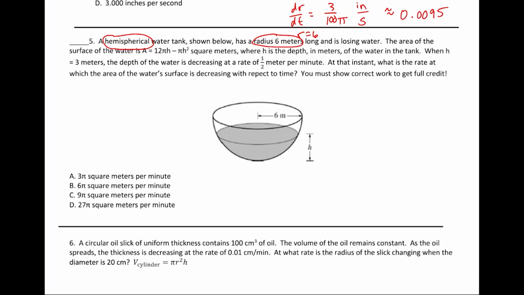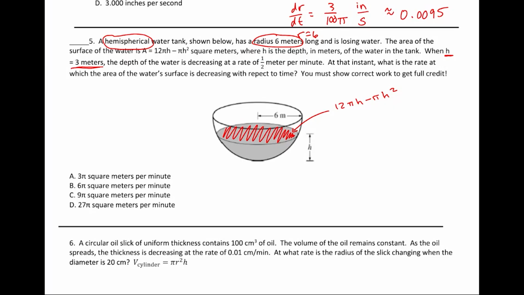The area of the surface of the water is 12 pi h minus pi h squared square meters. Okay, so basically what it's talking about is the area of this is going to be that 12 pi h minus pi h squared square meters, where h is the depth in meters of the water in the tank. So when h equals 3 meters, I don't really like how this got formatted here. The h equals 3 got cut off.